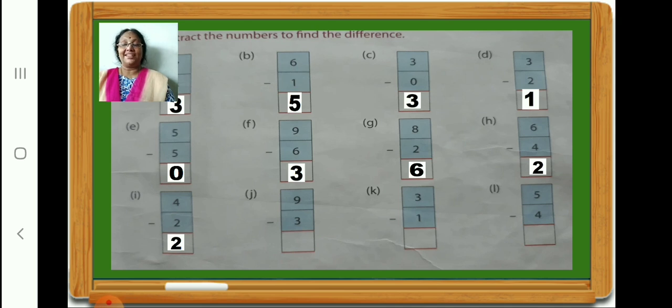Let us move on to the next question. 9 minus 3. Here, how much is 9 minus 3, children? Yes, you are right. 6. So write down number 6. Now let us go to the next question. K. 3 minus 1. It's very easy, isn't it? How much is 3 minus 1? 2. So write down 2. Let us go to the last one. 5 minus 4. Children, ready? Okay. 5 minus 4 is 1. Everyone finished writing? Very good.